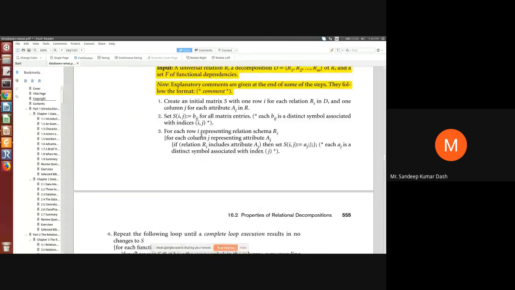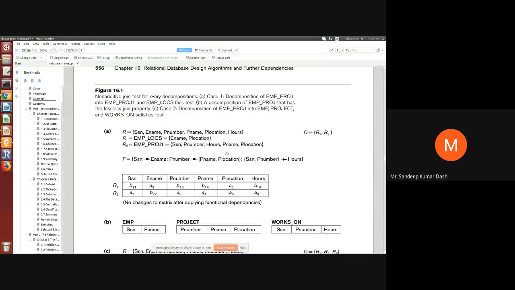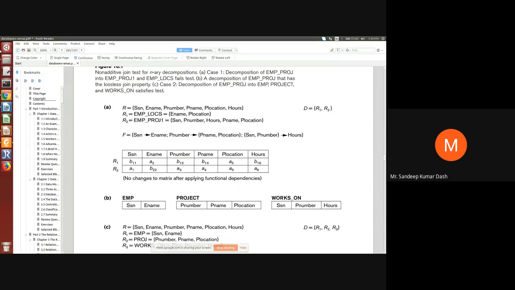This is the algorithm, testing for non-additive join property. No need to remember the algorithm. It can be easily understood from the example. Say I have one relation R having these many attributes. I divided this R into two relations, R1 and R2. In R1 I kept E name, P location. In R2 I kept the other attributes, that is SSN, P number, hours, P name, P location. Only E name is not here.